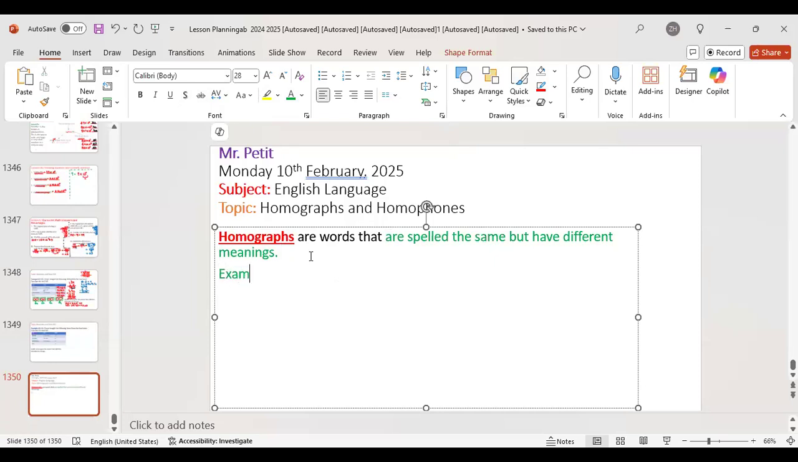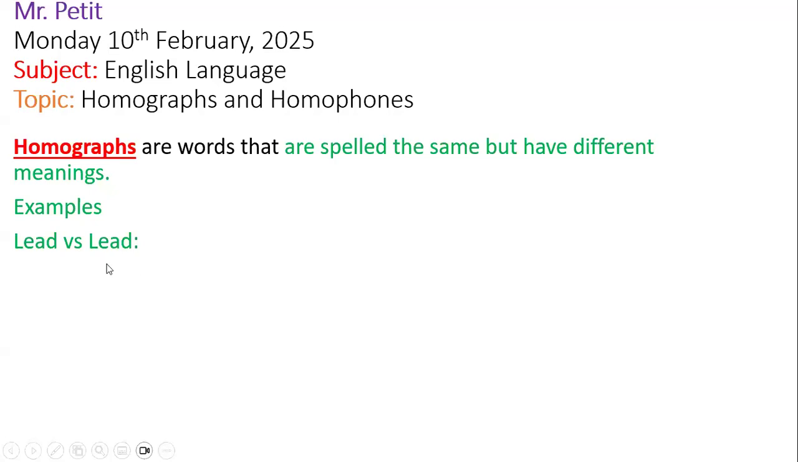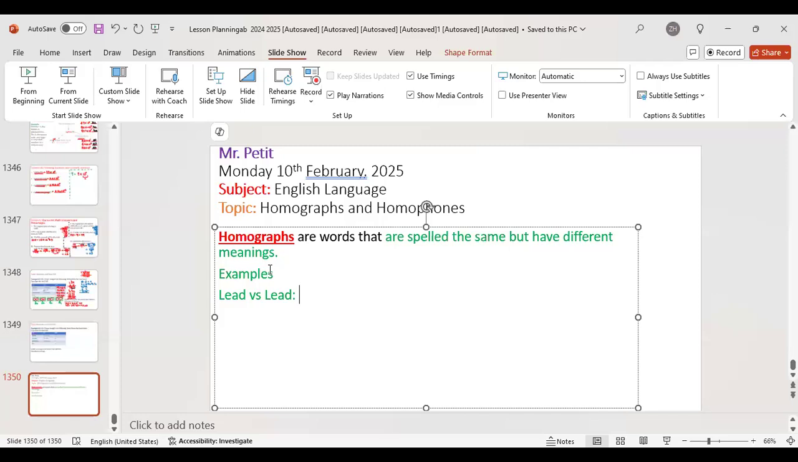So for example, do y'all know the difference in pronunciation with these two? Yes, sir. Lead and lead. Very good. What is the first type of lead? That means to guide someone. To guide, right?